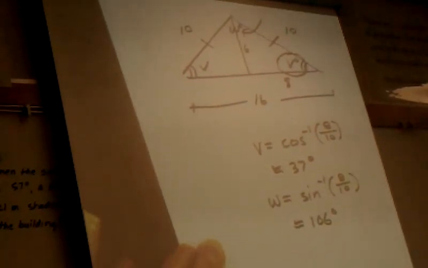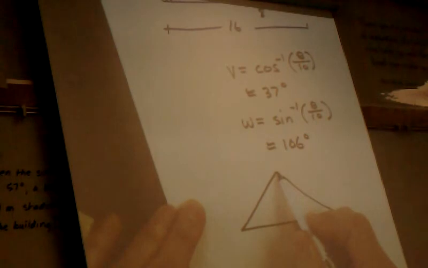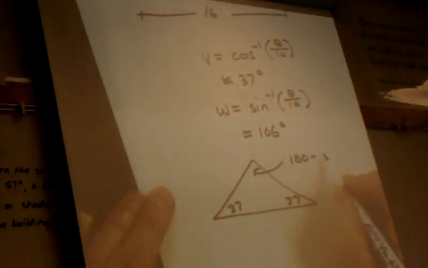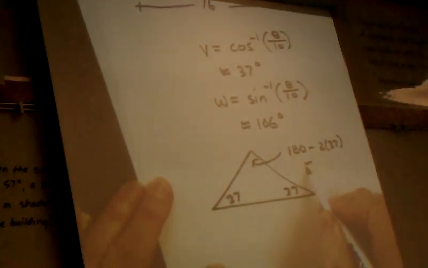Is there another way you could have found that, once you knew that these were V? If you go back to the big original triangle, if you knew that V was about 37, can we automatically find what that angle is? Yeah, so we could prove it by saying it's going to be 180 minus 74. So that's also a way that we could get it to 106 degrees.